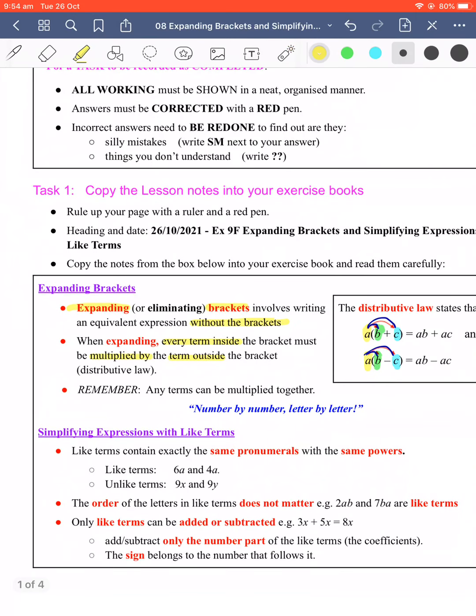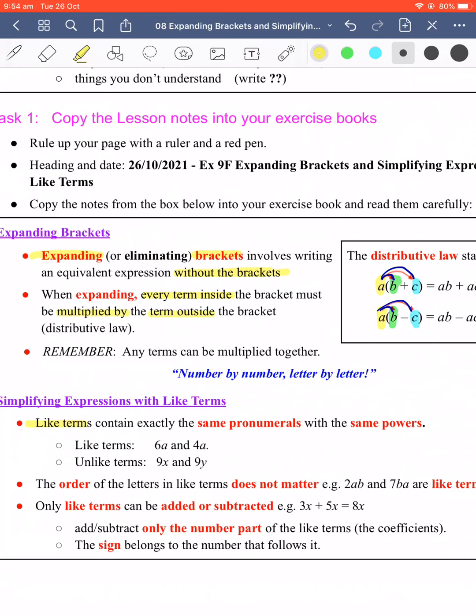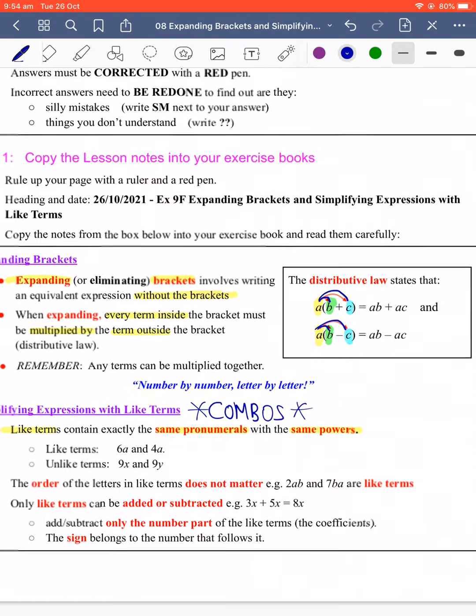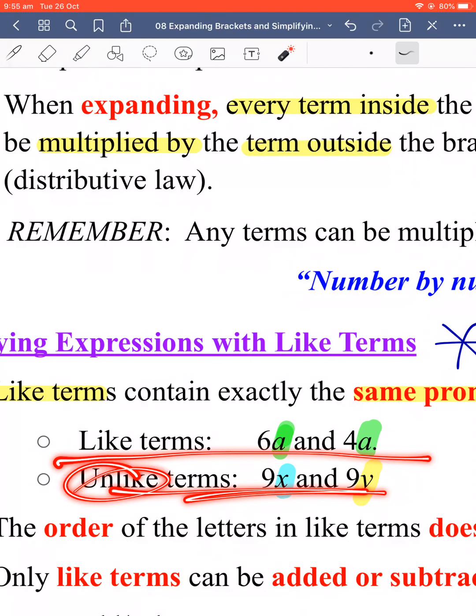We also have this part about simplifying expressions with like terms. Remember, like terms contain the same pronumerals with the same powers. So I'm after certain combos of letters. In our examples here, we have like terms because they both have the same letter combo, which is just the A. If I look at this next one, I have X and I have Y. They do not have the same letter combo, so these are unlike terms.